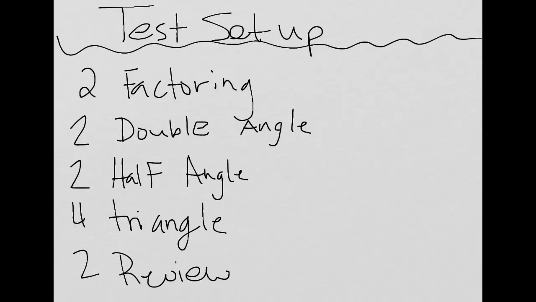Okay, so this is the test setup: 2 factoring questions, 2 of the double angle, 2 of the half angle, 4 of the triangles that involve the double angle and half angle, and then 2 reviews. This is going to take you forever.